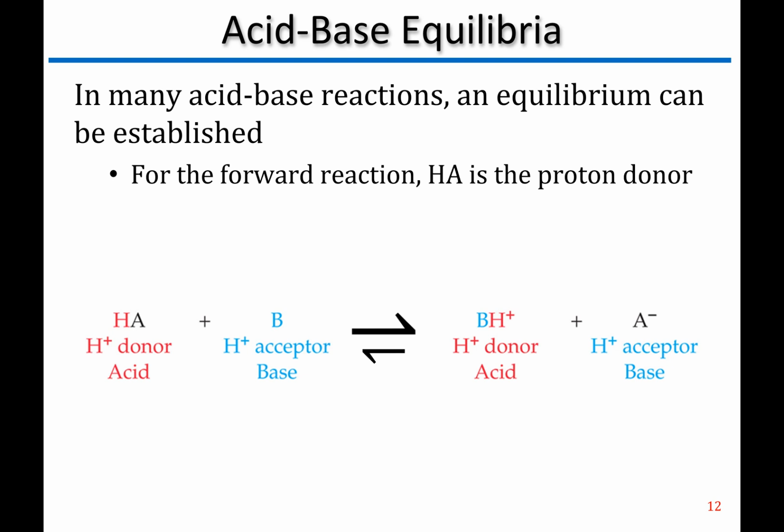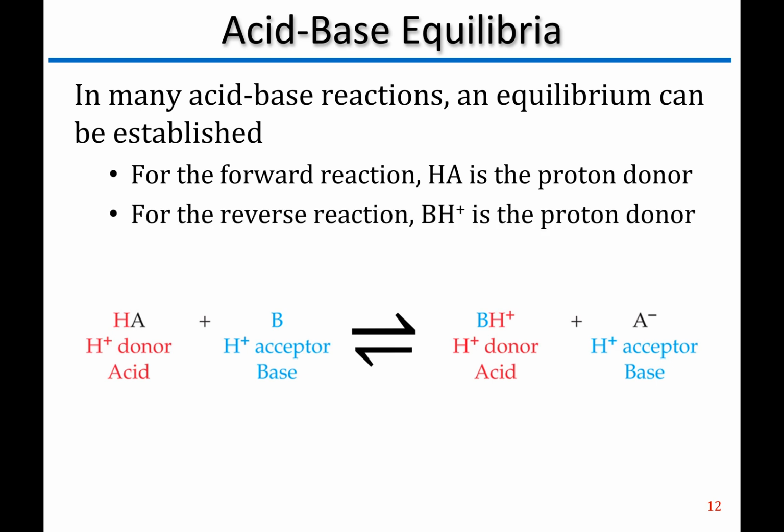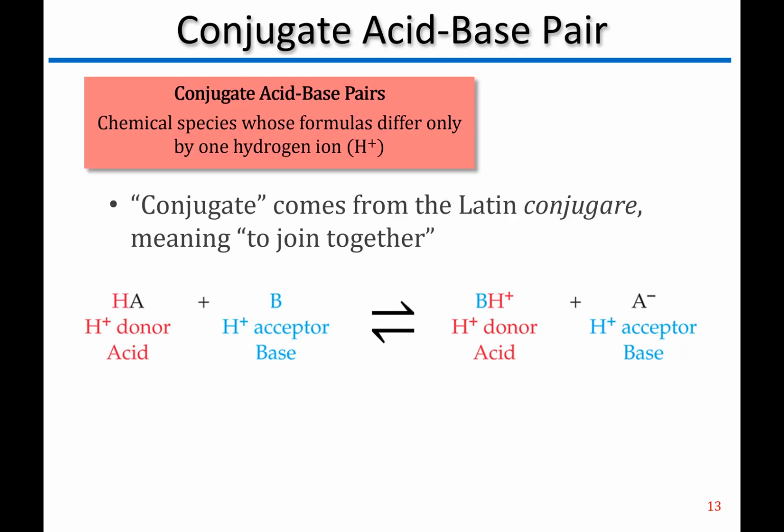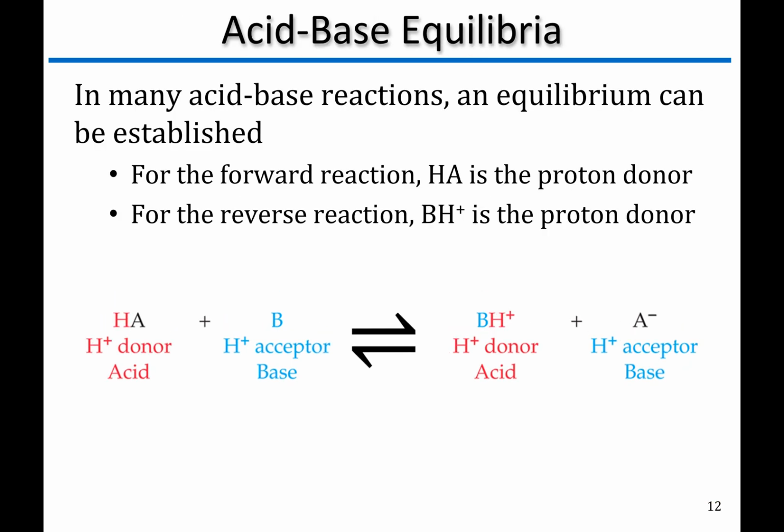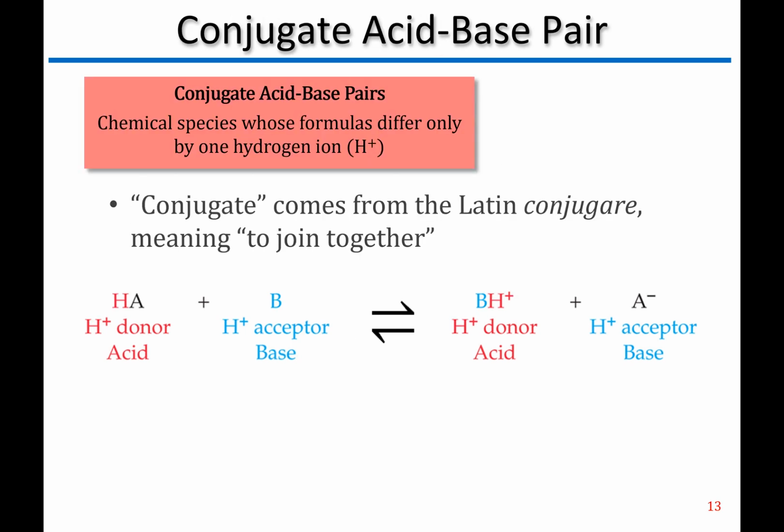So for the forward reaction, HA is the proton donor. And for the reverse reaction, now we have BH plus as the proton donor. That's how they swap roles, and we get this equilibrium. Another definition is a conjugate acid-base pair. These are chemical species whose formulas differ only by one hydrogen ion. The word conjugate comes from the Latin conjugare, which means to join together.